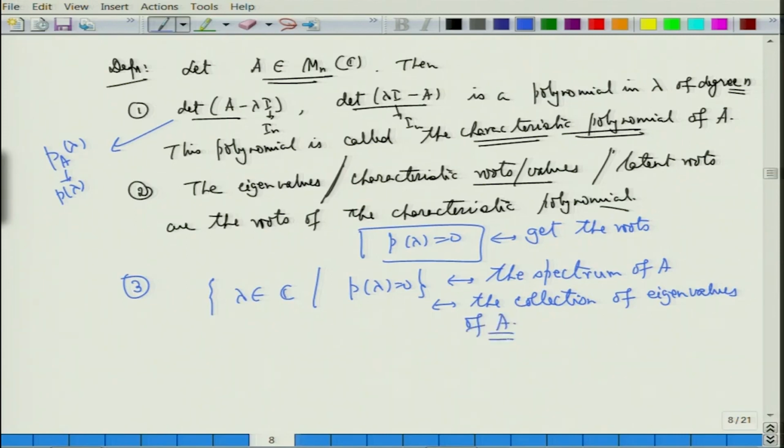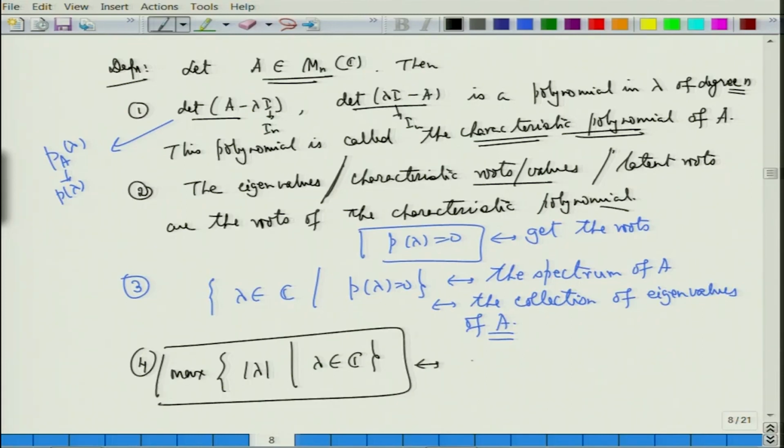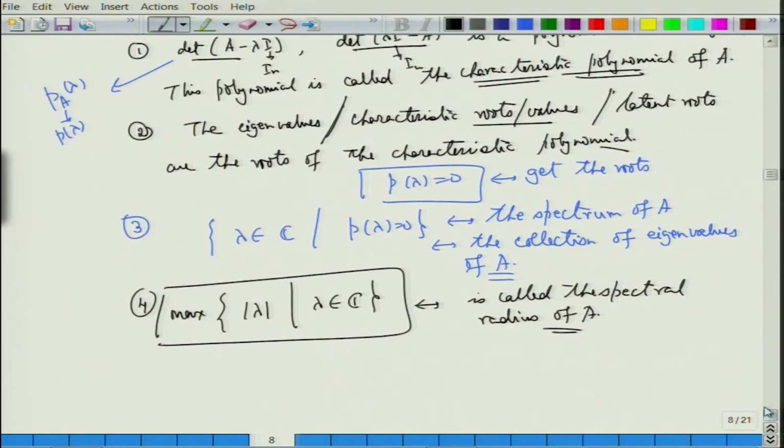So in the first example, if you recall, fine. So in the first example we had this notion of, let me give one more definition. Look at the set mod lambda such that lambda belongs to C. So this is a collection of numbers. I want to look at the maximum of this. So this maximum, all right, this is called the spectral radius of A. All right. So they have different definitions that you have here.